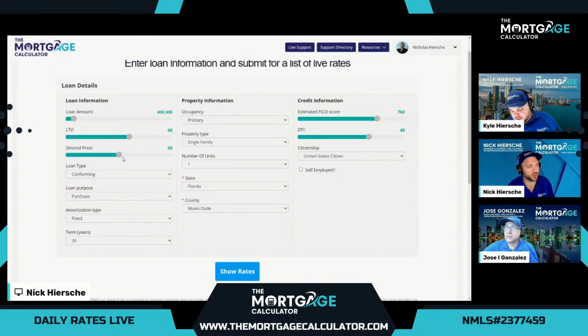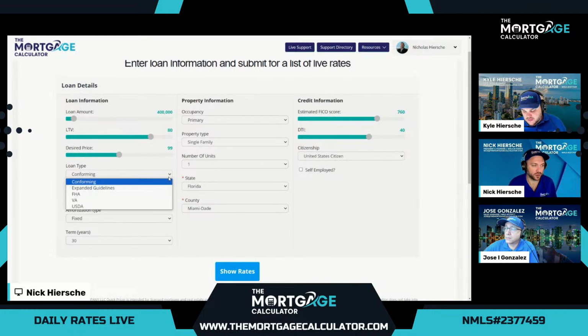But for today's demo, we will set up a basic scenario and compare our standard programs. So we'll set a loan amount of $400,000. We will set the LTV to 80% loan to value, 20% down payment, pretty common scenario. We'll set the desired price to 99. That means we're going to ask the computer to find the best rate at one discount point in cost. We will compare our programs.